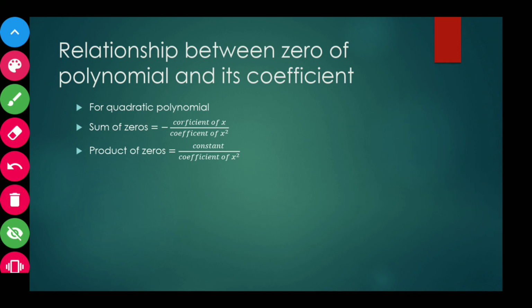Similarly, the product of zeros is the constant by the coefficient of x square. That means it will be c by a. We will see examples related to this relationship in our next video.